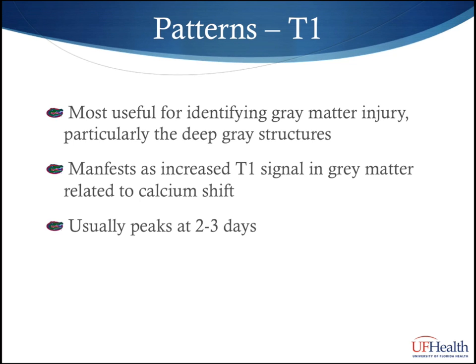T1 weighted imaging is most useful for identifying gray matter injury, particularly the deep gray structures. The typical findings are increased T1 signal within the gray matter structures related to calcium shift. These findings usually peak a little later and are most commonly seen after 2 to 3 days.